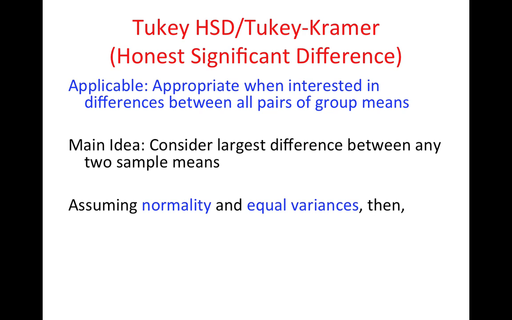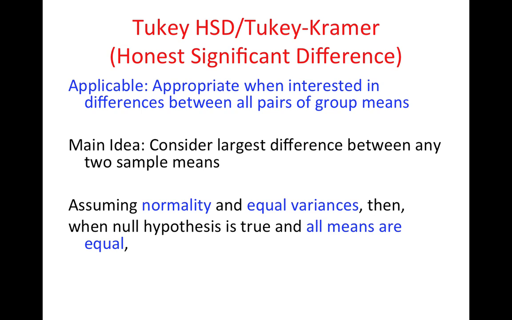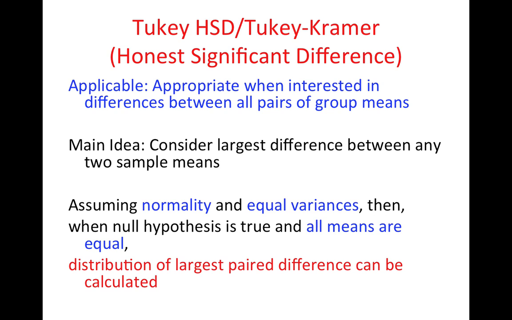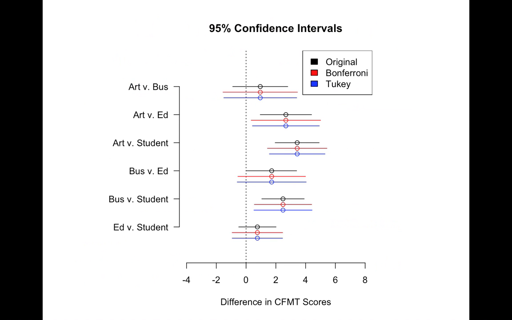If we assume that we have normality within each group, so the CFMT scores are normal within each group, and we assume the variances of the CFMT scores are the same in every group, then if the null hypothesis is true, so all the group means are actually equal, we can calculate what we'd expect to see for the largest paired difference. Again, if we have 4 different occupations and we'd expect them each to have the same mean CFMT score, and that's actually true that the populations have the same CFMT scores on average, then we can come up with a reference distribution for the statistic: biggest sample mean in one of the groups minus smallest sample mean in one of the groups. The Tukey method takes advantage of that.